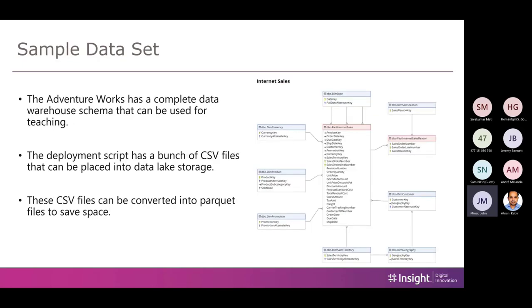Okay. So this is going to be a sample data set we're going to use to the right. It's internet sales, and you probably remember it because it's AdventureWorks, right? And it has a complete schema for teaching. And what's the cool thing is that if you go back to AdventureWorks, you can get CSV files, and these can be placed in data lake storage. And these CSV files can be converted to Parquet to save space. And we'll talk about the types of files that are supported, delimited, Parquet, Delta, and we'll talk about why Parquet is the preferred format.